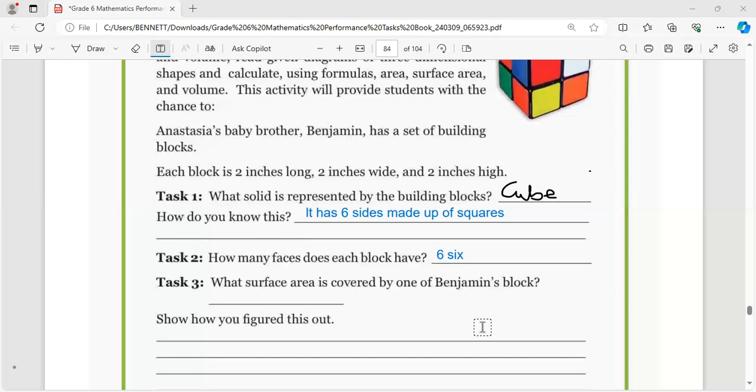12 inches. Oh, sir. I wasn't even seeing surface area, not volume. Let me have a second. Alright, so you underestimate the question by not reading it. We cannot do that, guys. 12 inches, sir. Somebody said 12. Because remember, they say show how you figured this out.